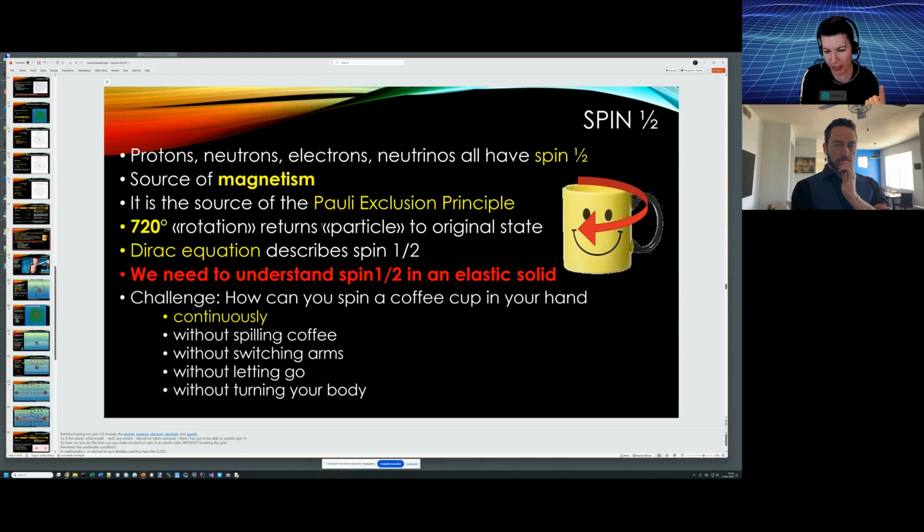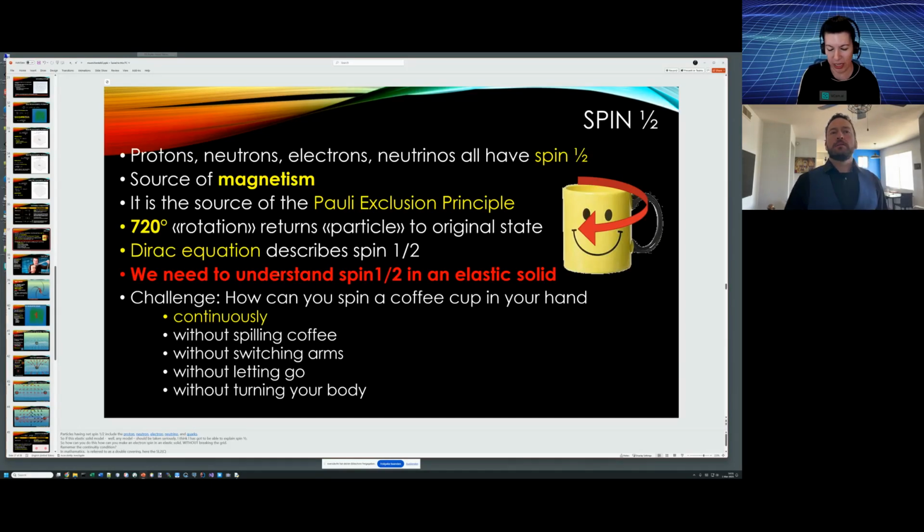Now, the weird thing is an electron has to, in quotes, "rotate" 720 degrees, so twice, before it gets back to its original state. That sounds really strange, because normally when you have an object and you turn it 360 degrees, it's back where it was. So it intuitively makes zero sense to say you have to rotate it twice. It makes absolutely no sense. That's why I was really intrigued by this, because we're going to have to explain this in the elastic solid, or else it fails. If we cannot explain it, we're done.